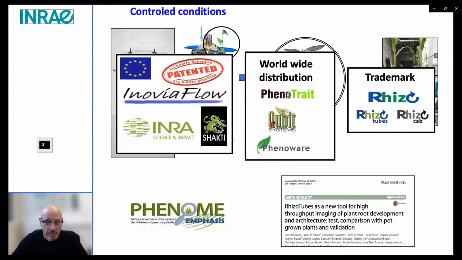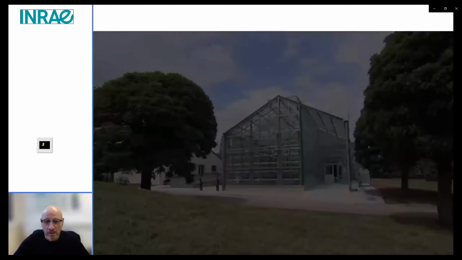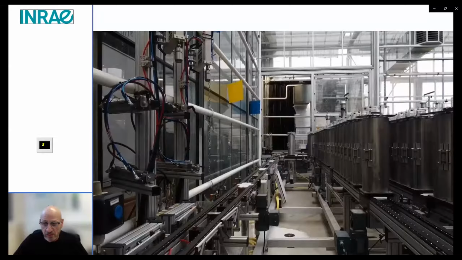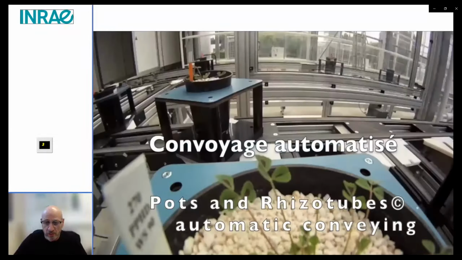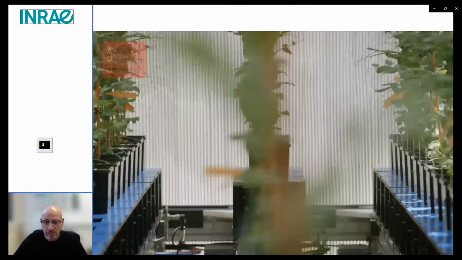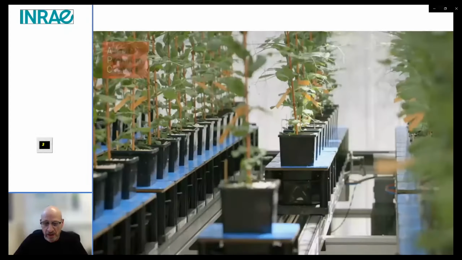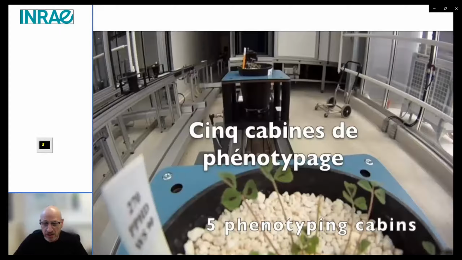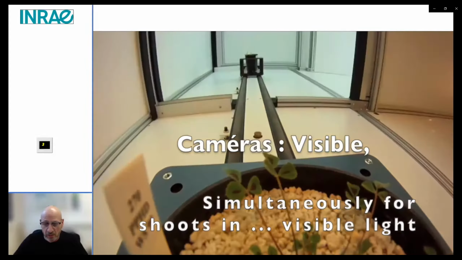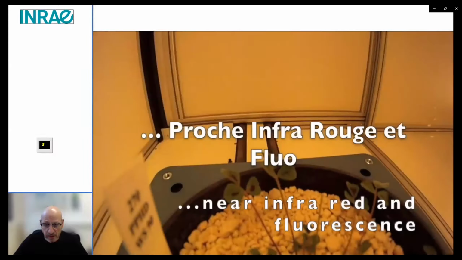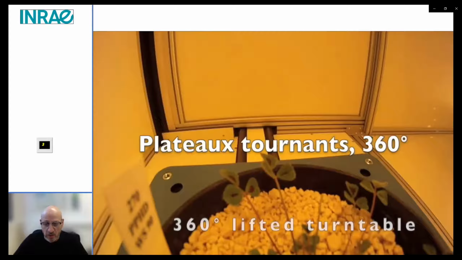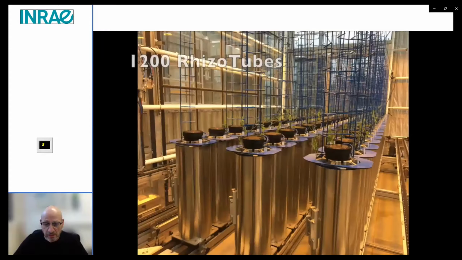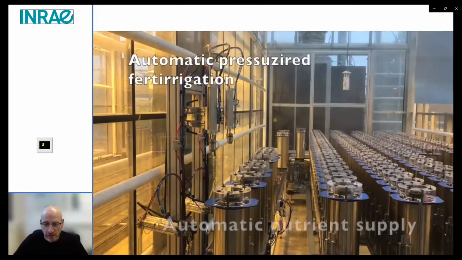The trademark is Rhizo. In this movie, you will discover our platform, which comprises 6 environmental conditions where rhizotubes and pots are conveyed automatically from the greenhouse to the imaging cabins. We have 800 rhizotubes and 1 phytosanitary cabin. We have also 5 imaging cabins in visible light, near-infrared, and fluorescence. This allows us to extract traits from shoots. 1200 rhizotubes are automatically irrigated with various nutritive solutions.